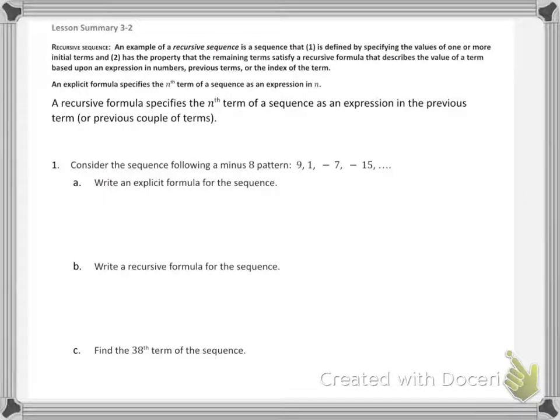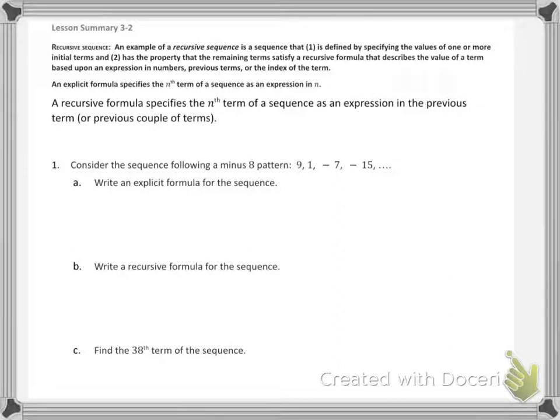This is lesson 3.2. Consider the sequence following a -8 pattern: 9, 9 minus 8 is 1, 1 minus 8 is negative 7, negative 7 minus 8 is negative 15, and write an explicit formula. I'd like to start with the recursive formula because that one is maybe the more obvious one, because if we just take the last term and subtract 8, that's the next term.